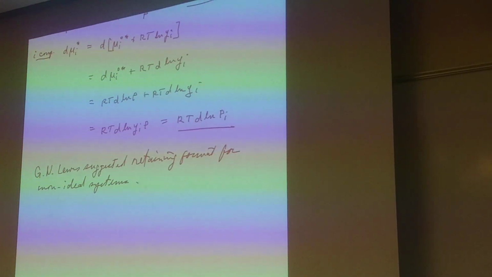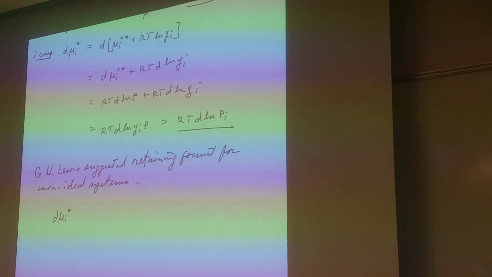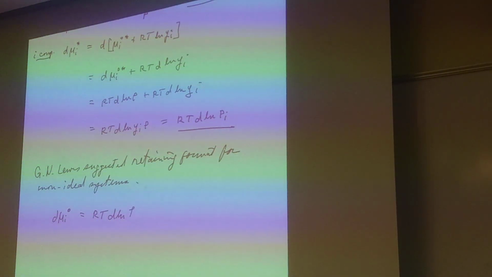And what he did was the following. He said, let's write now dμ_i^0 without a star by it, so not an ideal gas system. You'll write that down in the same format, RT d log, but now not pressure, but a thing he called fugacity. And I'm assuming now I'm dealing with pure component i.